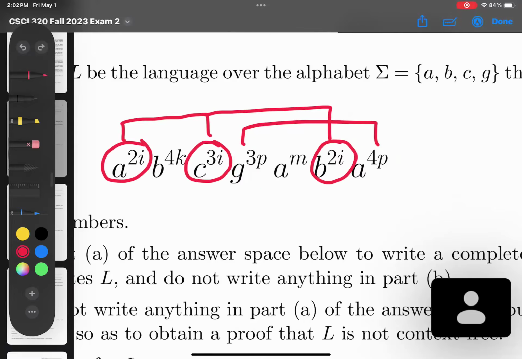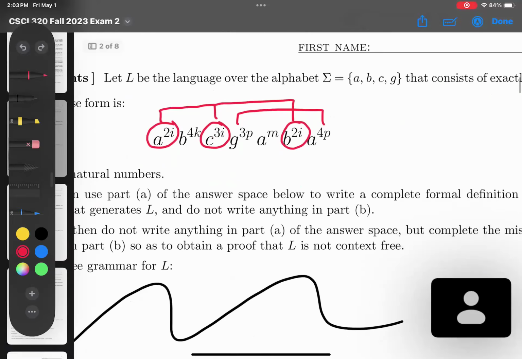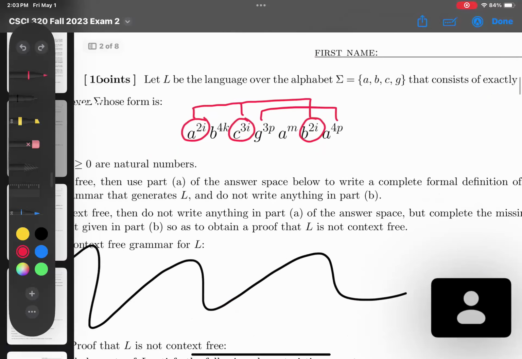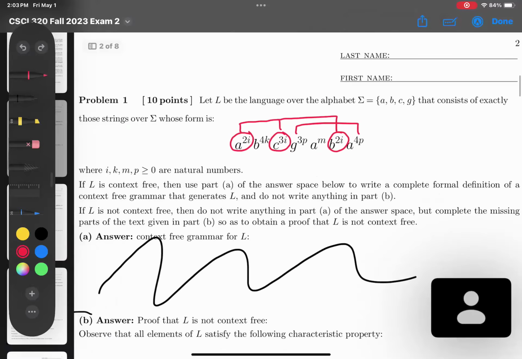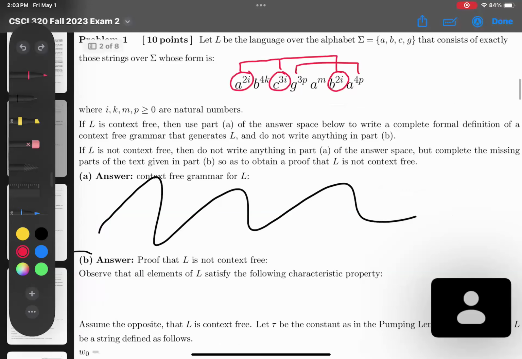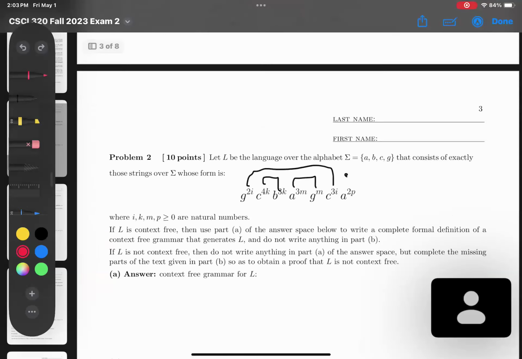Oh, and then that's where I write the proof to disprove that this is a context-free, or sorry, that this is a regular language. Because on the first exam, on the practice problems for the telescoping, she never had three of the same exponents. She only had two at most.